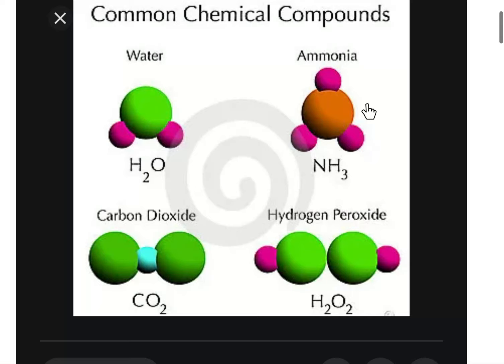A compound is a molecule made of atoms from different elements. All compounds are molecules, but not all molecules are compounds. Again, a compound is a chemical combination of two or more elements. Properties of compounds differ from the properties of their component elements, in other words. Common chemical compounds are water, ammonia, hydrogen peroxide, and carbon dioxide.